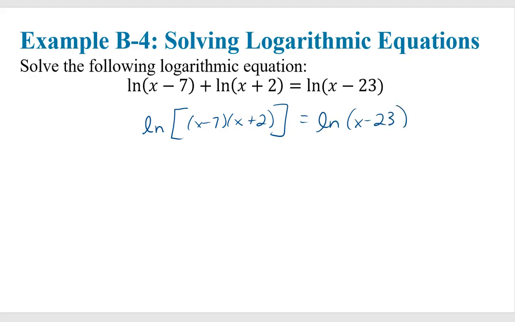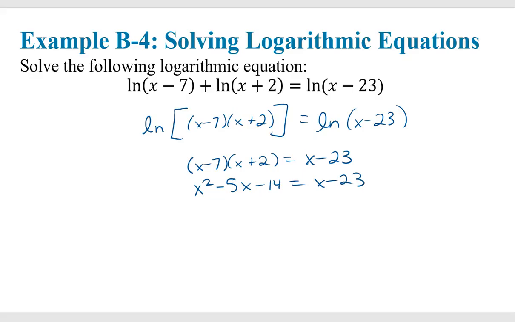Notice both sides are a natural log. So that means I can get rid of the natural logs and just set those two things equal to each other. So x minus 7 times x plus 2 has to be equal to x minus 23. So let's multiply out this left-hand side. So I get x squared minus 7x, plus 2x, minus 14 equals x minus 23.